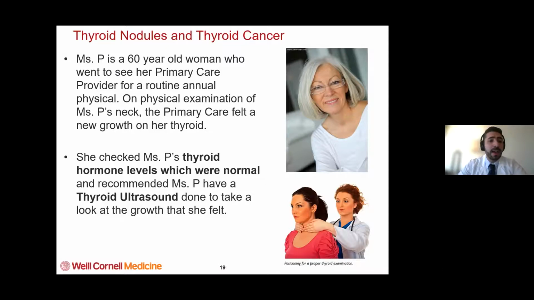So after the primary care provider noted the growth on Miss P's neck, she checked some thyroid hormone levels in the blood, which were normal, and then recommended Miss P have a thyroid ultrasound done in order to get a better look at the growth that she felt.